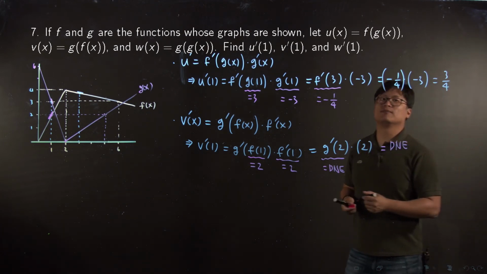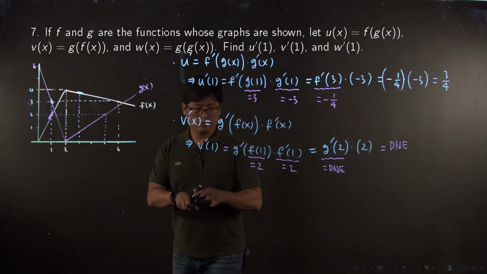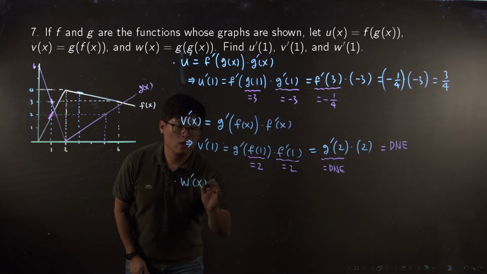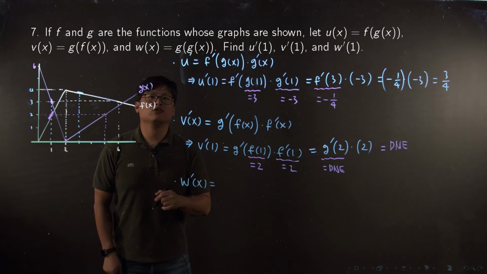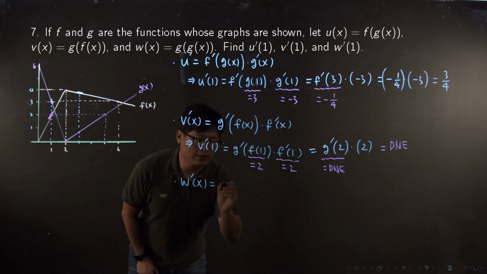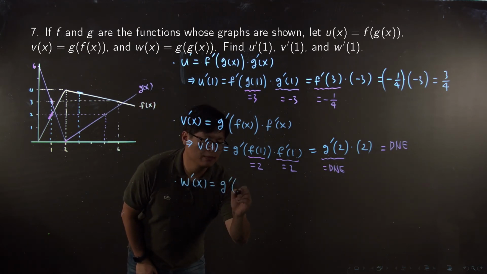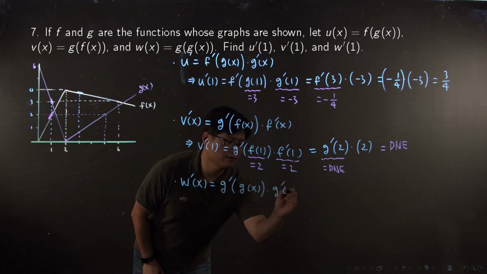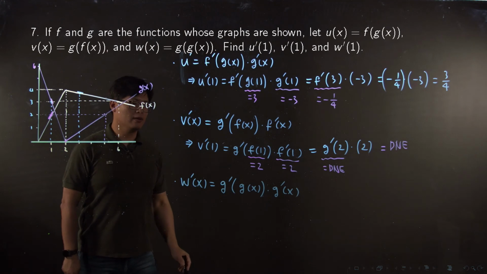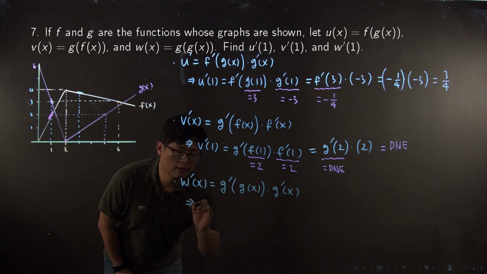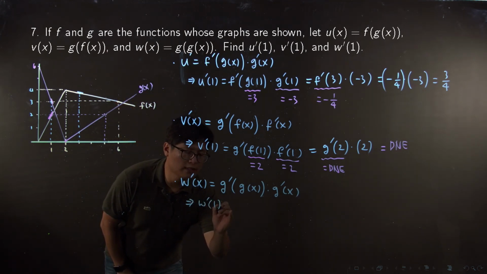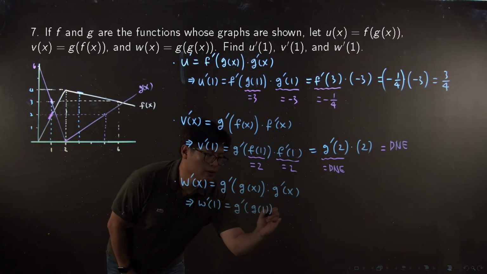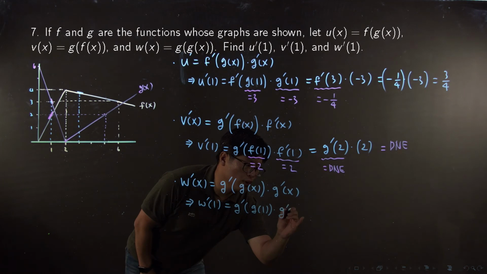Okay? So last one, w. W prime, well, the W function is given by g of g of x, right? So this one is what? The outside function prime times the inside function prime. Is that clear? Then we're going to plug in 1 in there. W prime of 1 is equal to g prime of g of 1 times g prime of 1.